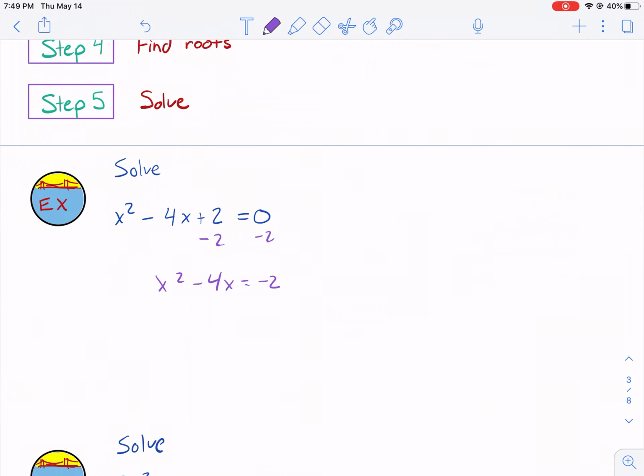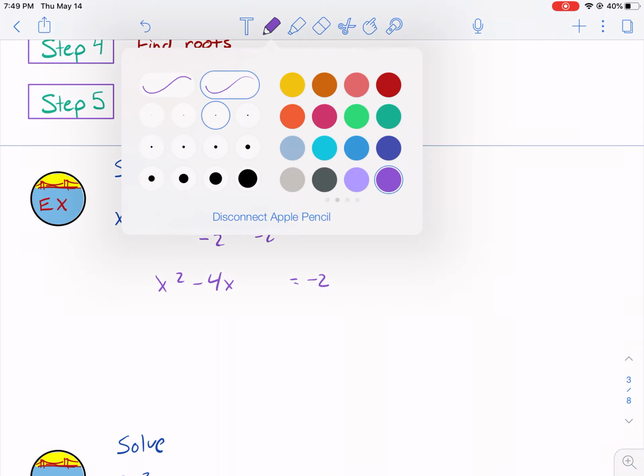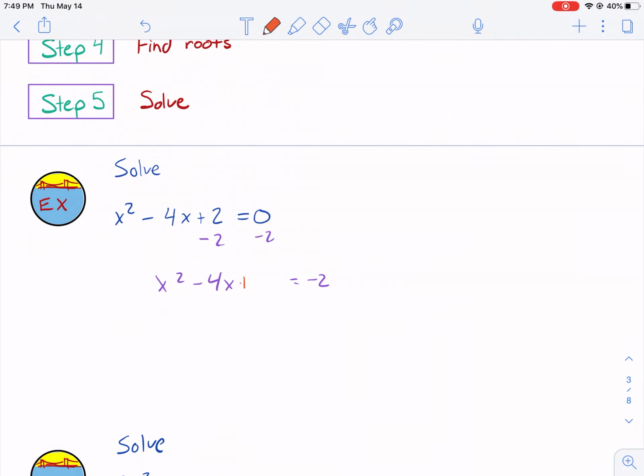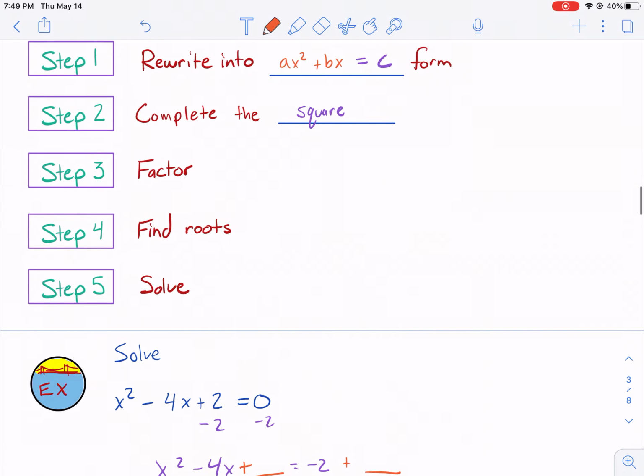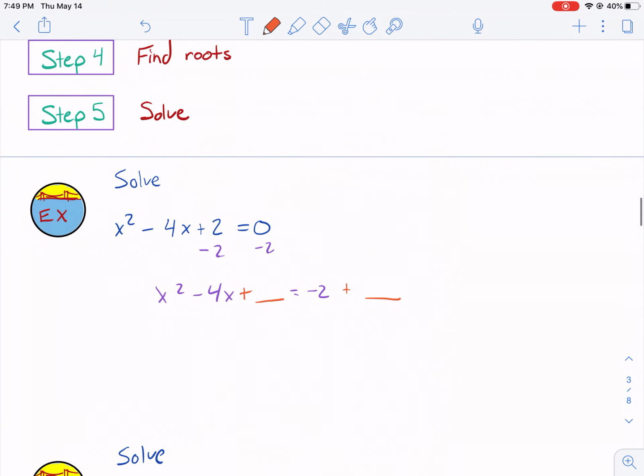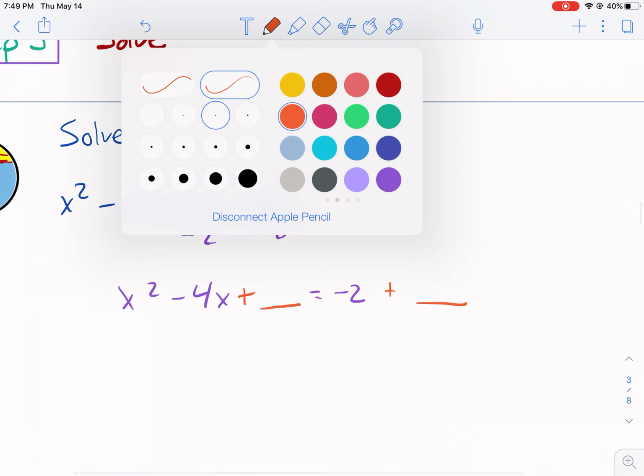What I like to do is I don't like to write it all bunched up like this. I like to give some space, and if you have the opportunity, use a different color. You know you're going to be adding something to both sides, so I'm going to write in parentheses up here, add to both sides. Some people forget to do that. Now, how do we complete the square? It's just like we did up there.